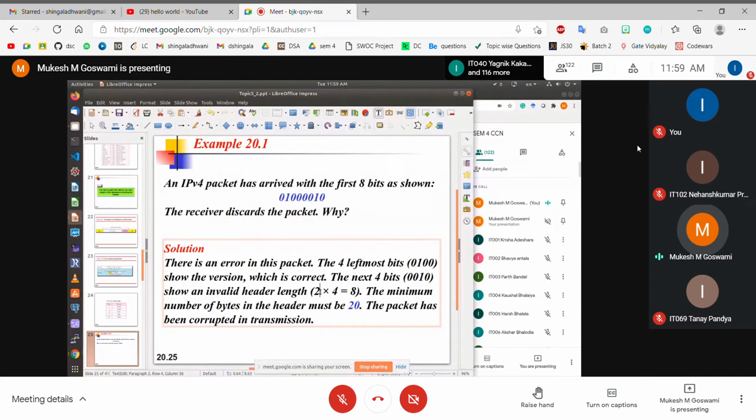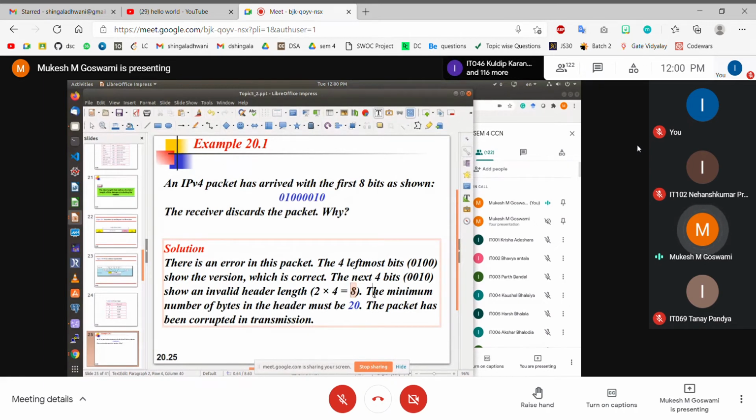So the decimal value of the H length is 2. 2 is multiplied by 4. Therefore, the size of the header, or the number of bytes in the header, is going to be equal to 8. So the header says that the size of the header in this particular packet is going to be 8, which is not a valid value. Why is it not a valid value?